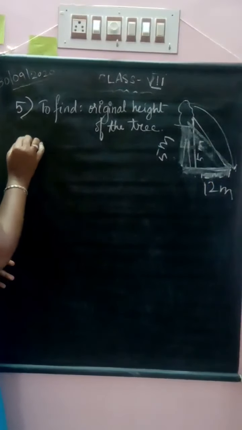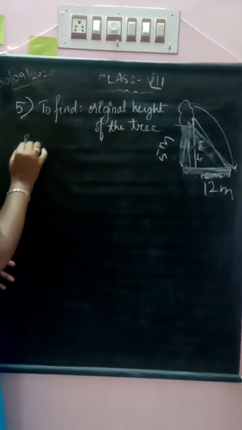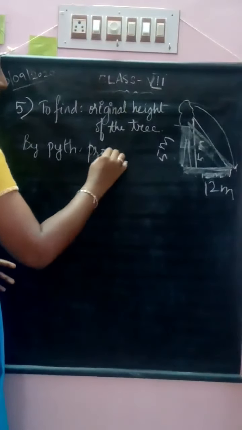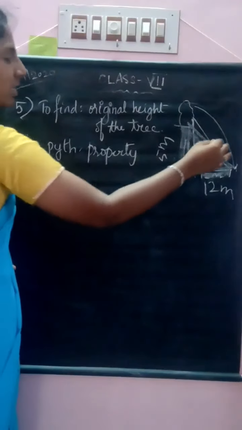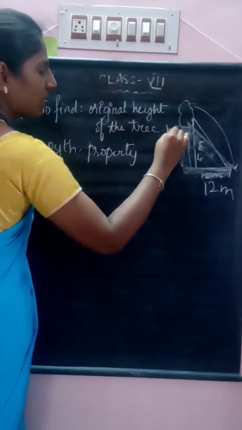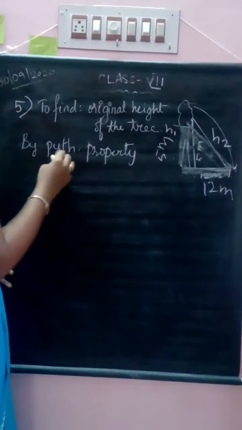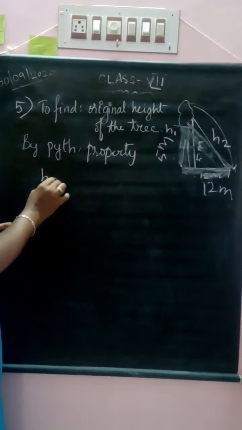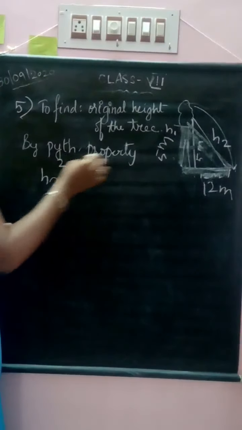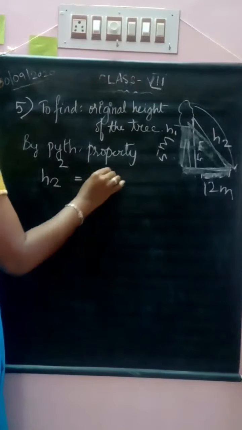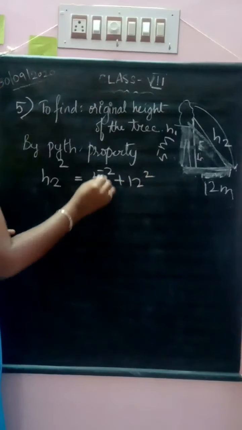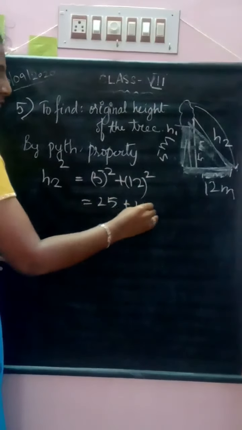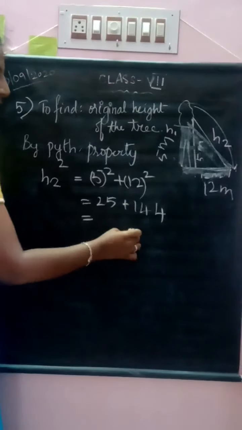So write, by Pythagoras property, let this be unknown. So this is H1 and this is H2. So the total height will be H1 plus H2. So H2 square, that is hypotenuse square, will be equal to 5 square plus 12 square. So what is 5 square? 25. What is 12 square? 144. So if you add this, what will you get?